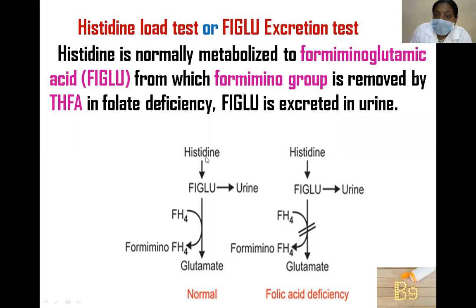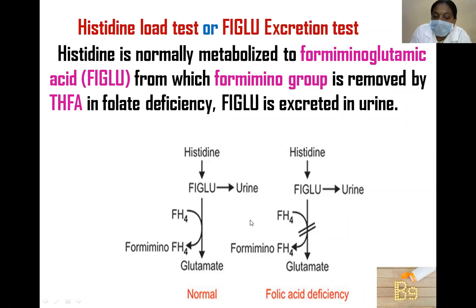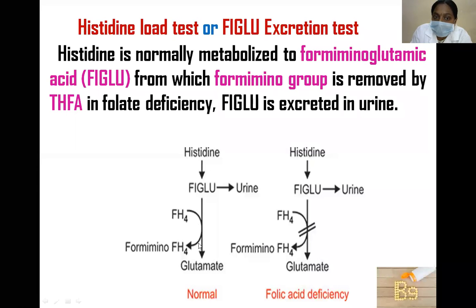Generally, histidine is normally metabolized to formiminoglutamic acid, whereas in folic acid deficiency, the formimino group is not removed by tetrahydrofolate. Hence, FIGLU is mainly excreted in urine. Here, tetrahydrofolate normally removes the formimino group from formiminoglutamic acid, which does not happen in tetrahydrofolate deficiency.